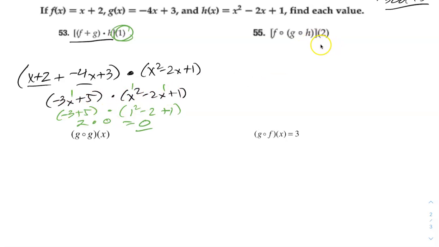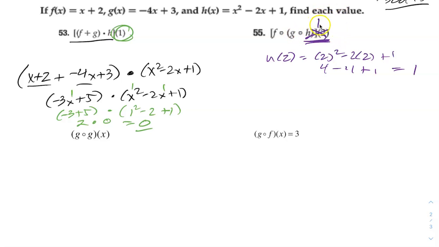So for the next one here, you've got f of g of h of 2. So you could do the same thing, simplify a little bit, or you just do what we did before. Do this first. What is h of 2? Plug 2 into h, so 2 squared minus 2 times 2 plus 1, so 4 minus 4 plus 1. We just get 1. So this part's done. That's just a value of 1. And then we work our way back.